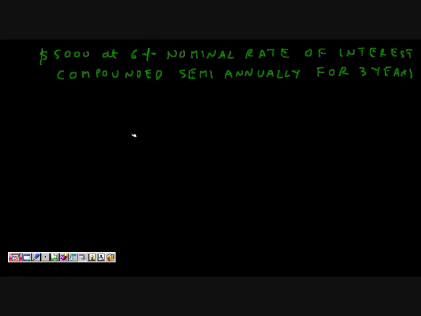Now when interest is calculated more than once a year, instead of looking at it on a per year basis, we look at it on a per period basis. In a year, interest is calculated twice, so the number of periods in a year is 2. So n, the number of periods, is equal to 2, because we are calculating the interest twice a year.